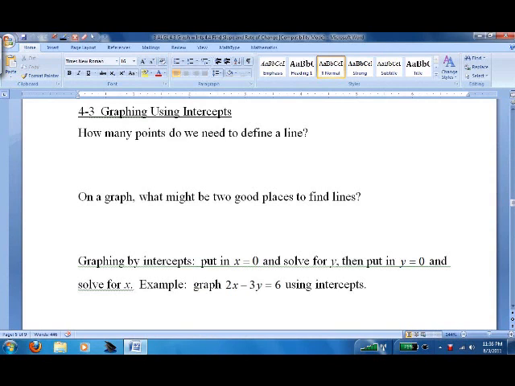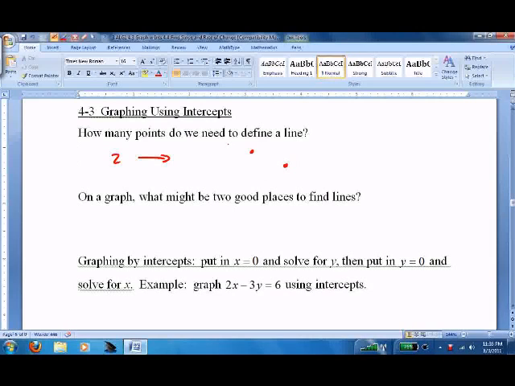This lesson is on graphing using intercepts. So we talked about this last lesson. How many points do we need to define a line? And that's just 2. If I put a point here and I put a point here and I connect them with something resembling a straight line, that's all we really need.